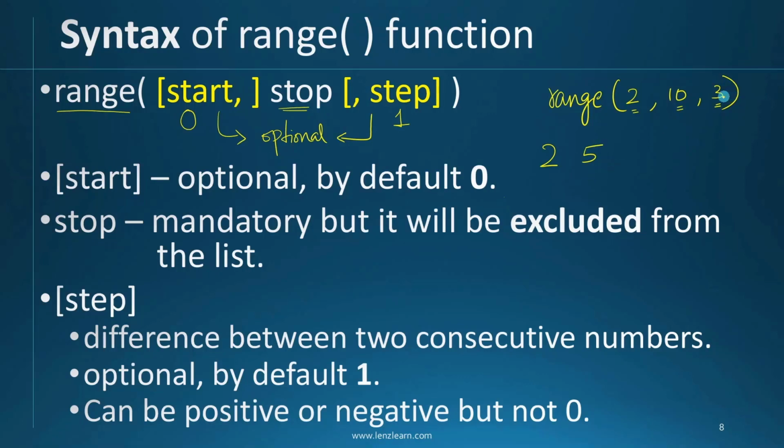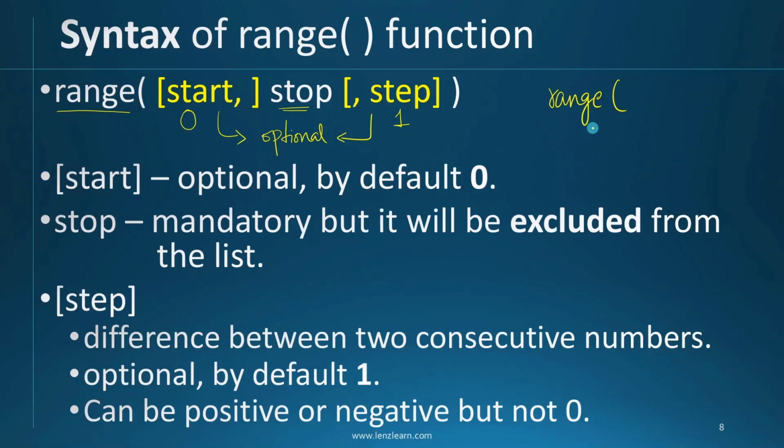Then it will add 3 to 5. The next number in the range will be 8. Now it will add 3 to 8. You can see the next number is 11, but 11 cannot come because our stop value insists that the range should stop at 9, not at 10, at 9. And 11 is above 9, so this will not come in the output. So this is the list generated by this range function.